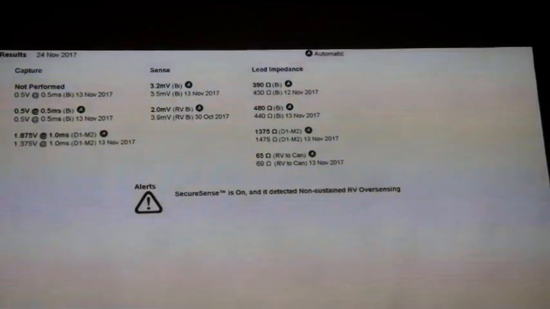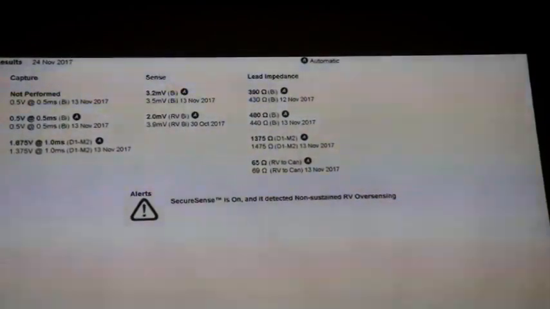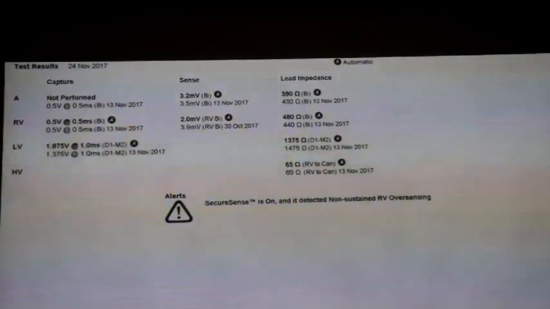But just one thing here: we're pacing on the LV lead from D1, Distal 1, and then the return pathway is M2. I never talk about the return pathway. I just say D1. I'm pacing at D1 because that's where you capture.